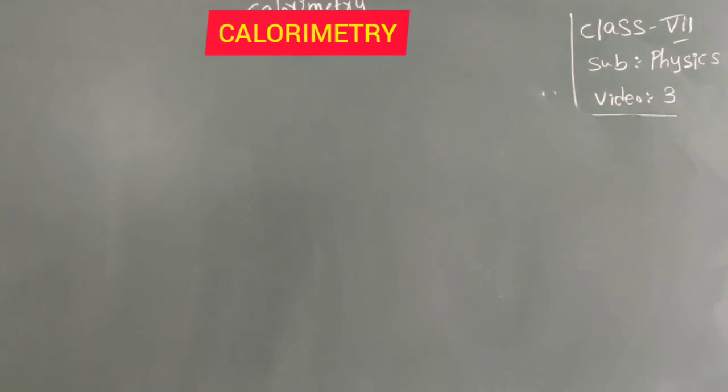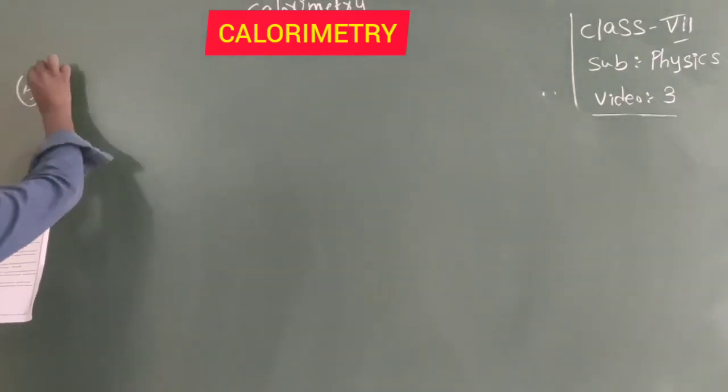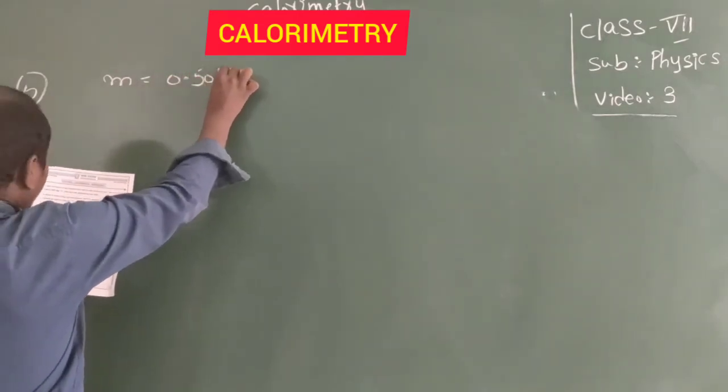Body of mass equal to 0.5 kg of lead at 327 degrees Celsius, cooled to 27 degrees Celsius, when it gives off 22,500 calories of energy. So calculate the specific heat capacity in calories and joules. Question number 5. Here mass is given, that equals 0.5 kg.